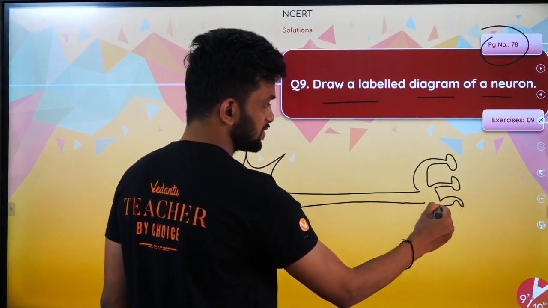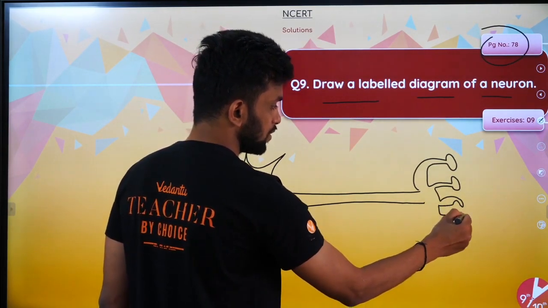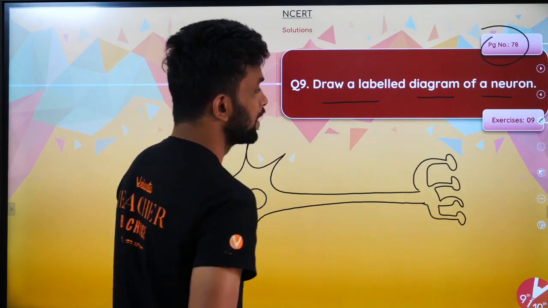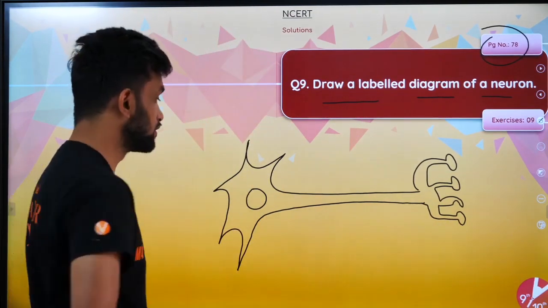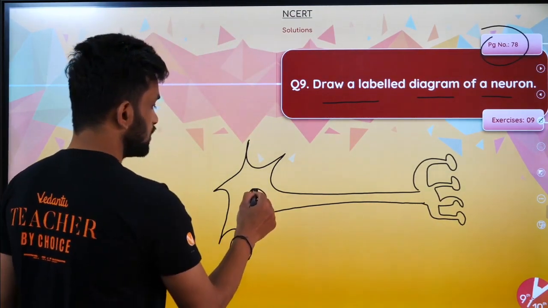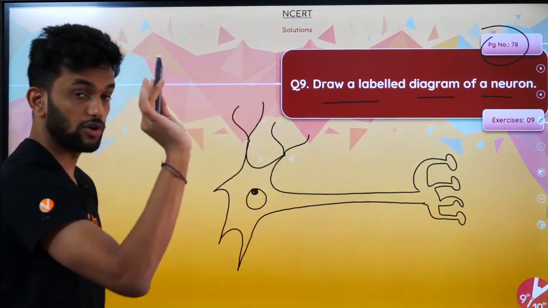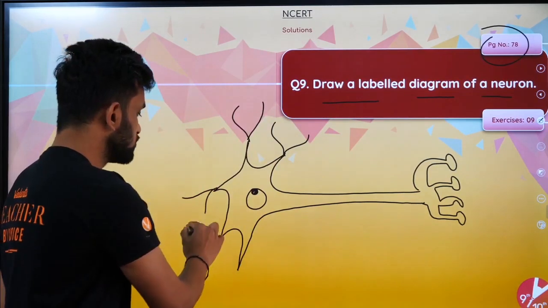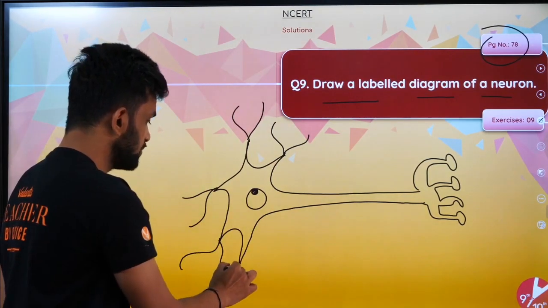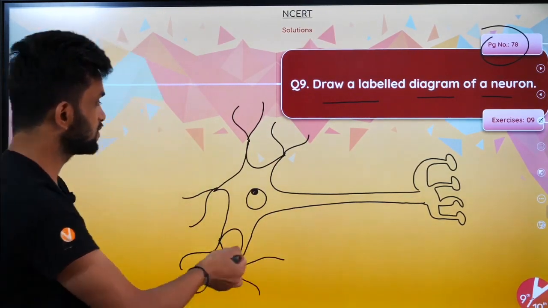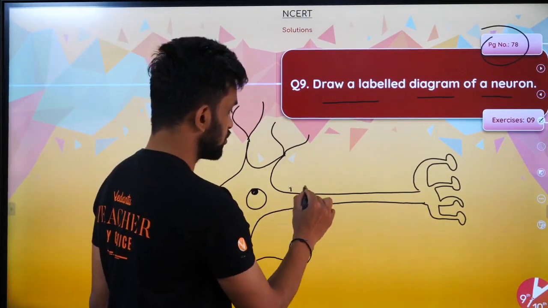The thing is, guys, the key is the more you draw, the more you learn. And there is no perfect diagram. There's nothing called a perfect diagram. What I want all of you to do is just draw. Just draw whatever comes to your mind. Just keep drawing. Then draw the myelin sheath.